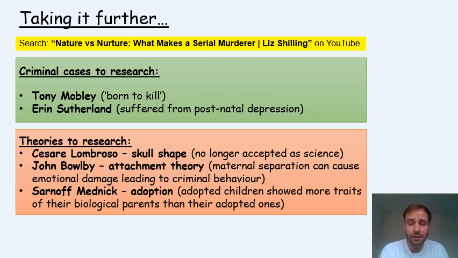There are also theories that you could research. There's a guy called Cesar Lombroso. Now his theory is no longer accepted as science. It's a very, very long time ago, but he basically reckoned that you could tell a criminal by the shape of their skull. Again, not really seen as true anymore, but still interesting to look at nonetheless.